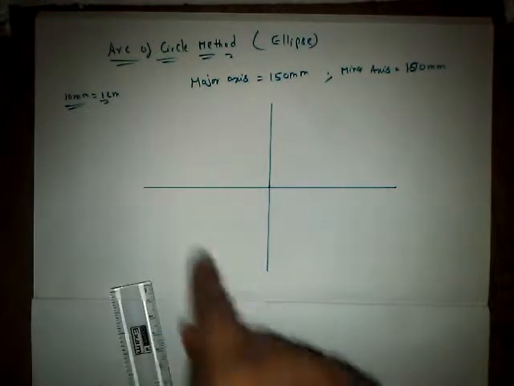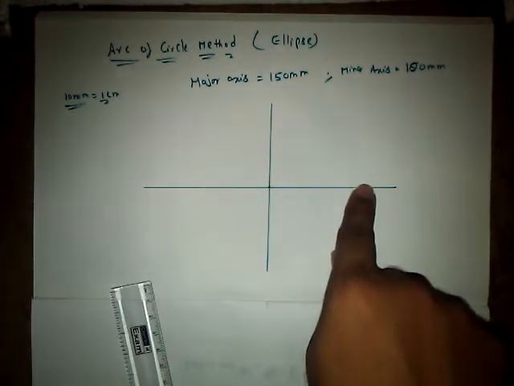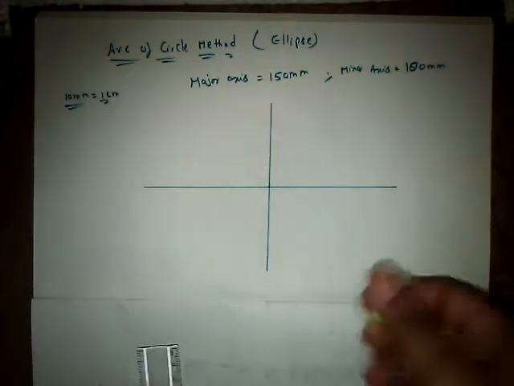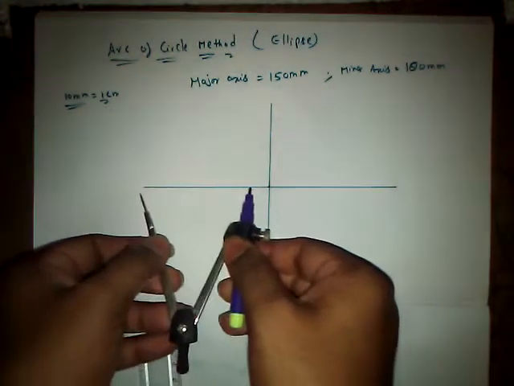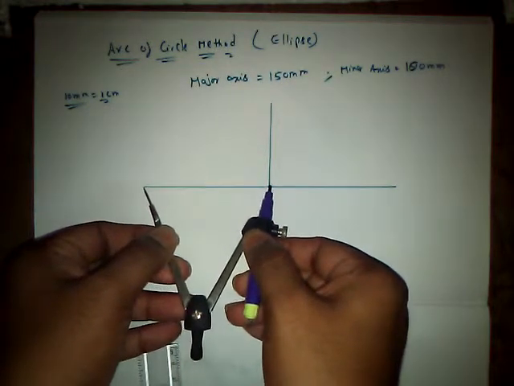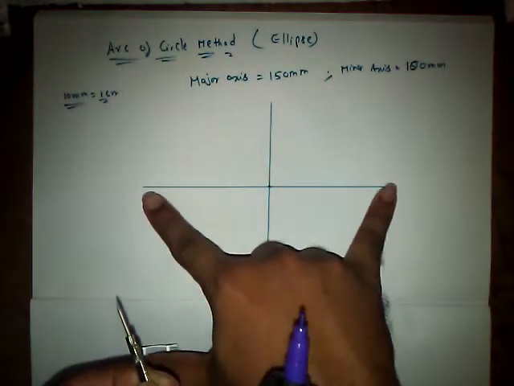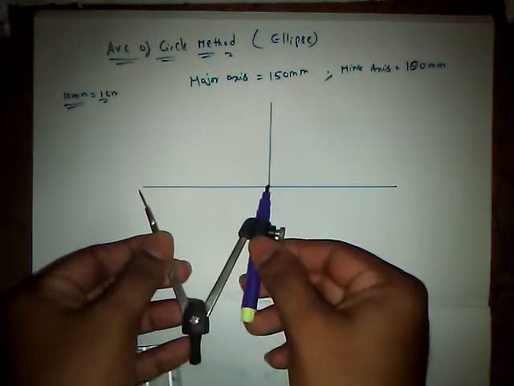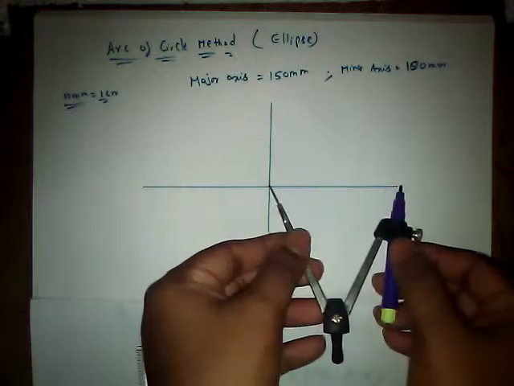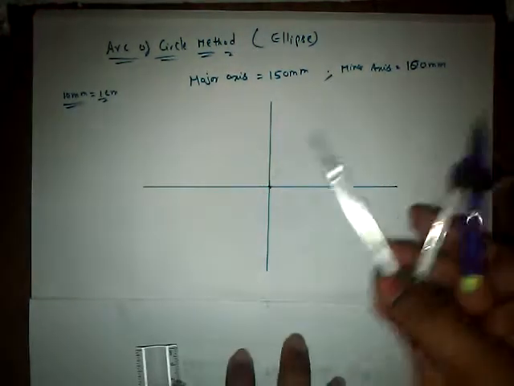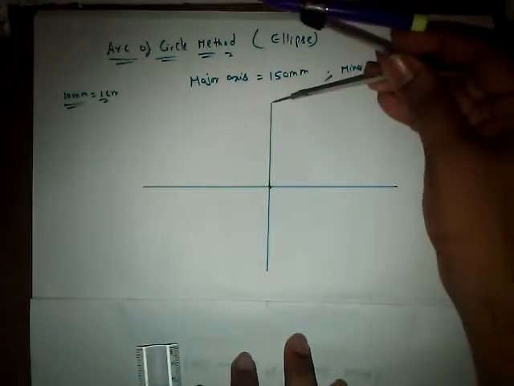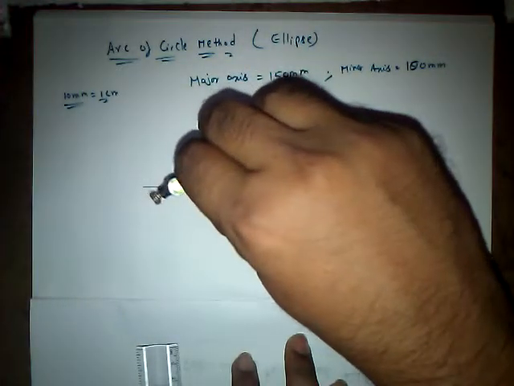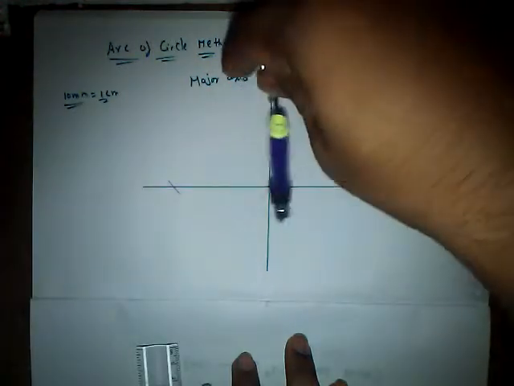Now we need to find the foci F1 over here and F2 over here. How to find the foci F1 and F2? This is completely 150 mm of major axis. Take half of the major axis. So half of the major axis is this part, or this part. Take half of the major axis as radius and keep it at one end of the minor axis and cut the arcs on the major axis on both the sides.